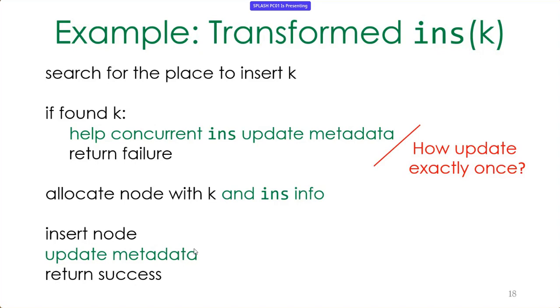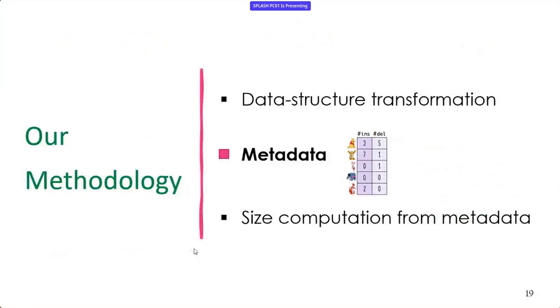So how do we make sure that this happens? We do it by using suitable metadata that enables threads to determine whether the metadata already reflects a certain operation, and update it if not. So this brings me to my next point, which is how our metadata looks.